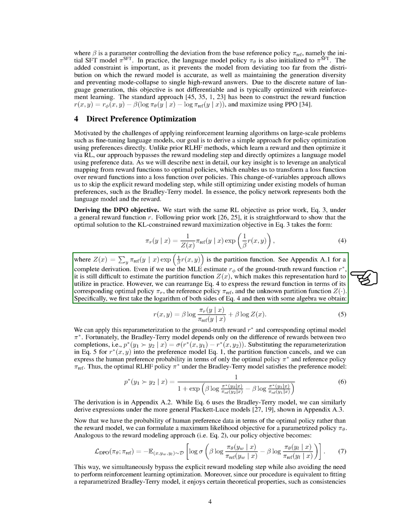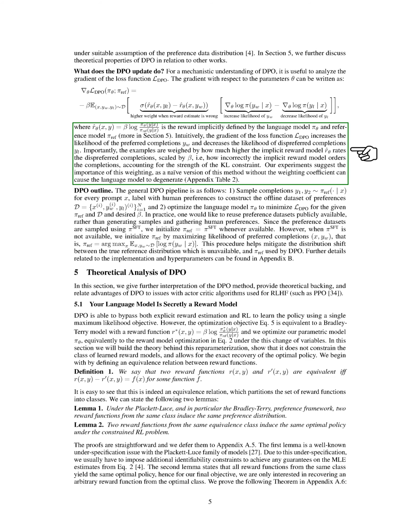Now that we have the probability of human preference data in terms of the optimal policy rather than the reward model, we can formulate a maximum likelihood objective for a parameterized policy. This way, we simultaneously bypass the explicit reward modeling step while also avoiding the need to perform reinforcement learning optimization. The DPO update increases the likelihood of the preferred completions and decreases the likelihood of dispreferred completions. Importantly, the examples are weighed by how much higher the implicit reward model rates the dispreferred completions, scaled by a parameter, i.e., how incorrectly the implicit reward model orders the completions, accounting for the strength of the constraint.